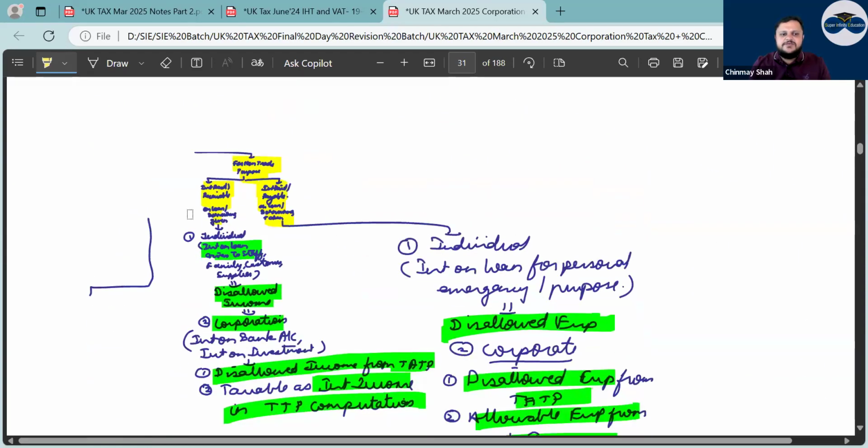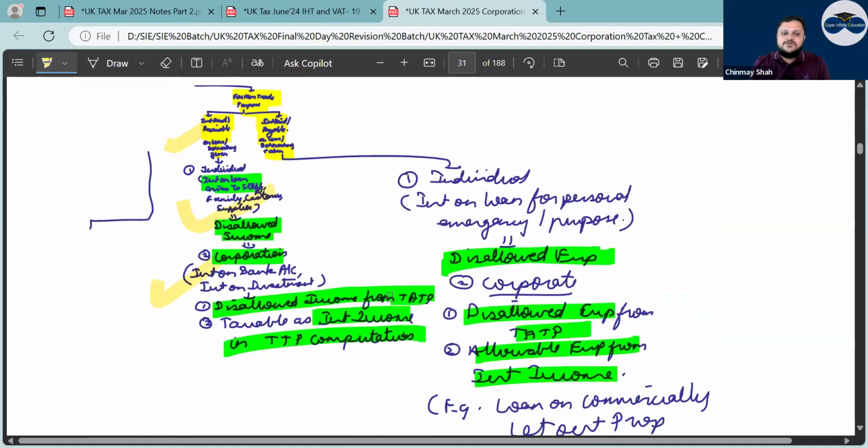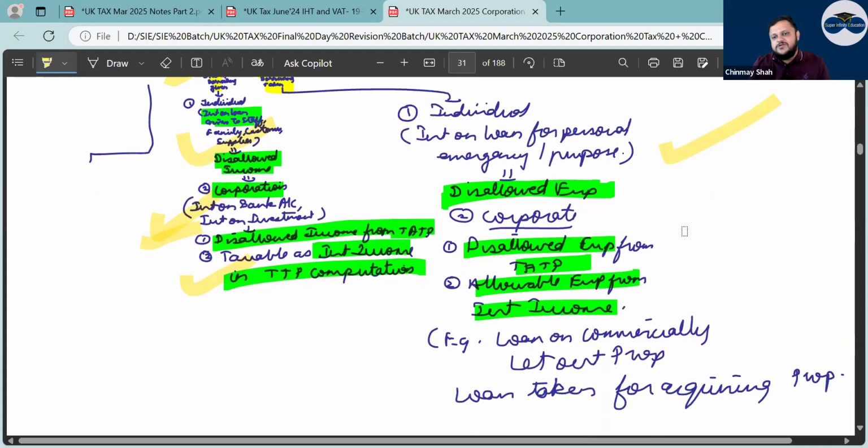Then for non-trade purpose, if interest received or receivable, correct, on non-trade purposes, you give loan individually. If you give loan to staff and all that, correct, disallowed expense for individual. But for company, if non-trade loan given to staff, bank or anything of that sort, disallowed from TATP but taxable as interest income in TTP computation. Then interest payable on loan or borrowing for non-trade purpose. For individual, it will not be an allowable expense. But for corporate also, it is a disallowable expense, but it will be allowable from interest income, correct.